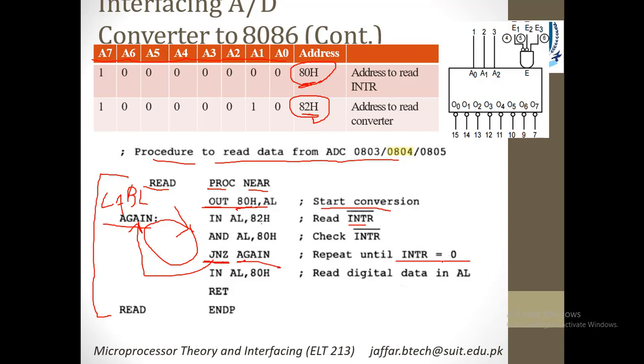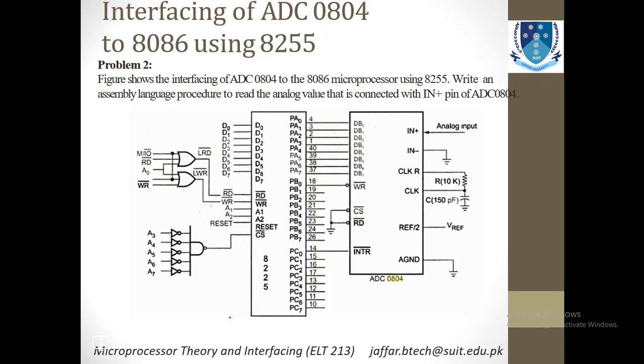As soon as this interrupt value becomes 0, you will come to this line, and after that you will be able to read your digital data in the accumulator AL. After you have read your data, you can return, and this is the end of the program. The read program is going to end over here. So that is how you can read your data with the use of the 8086 microprocessor.